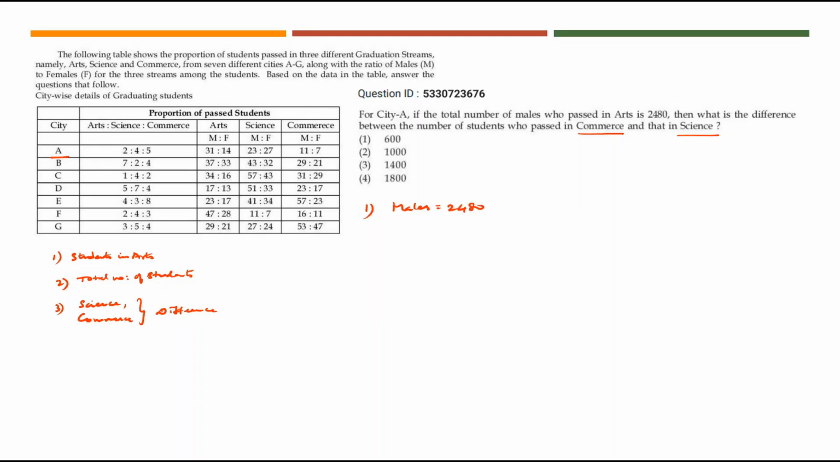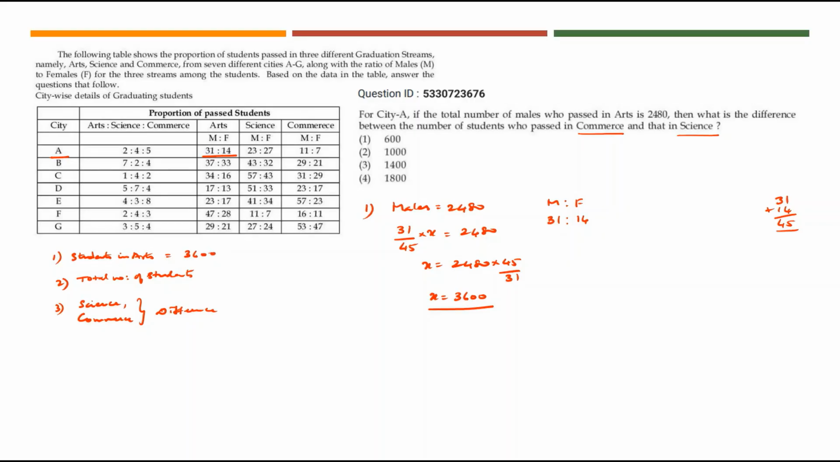So they have picked from the arts stream. The arts stream male to female ratio is 31:14. So how much is 31 plus 14? We have 45. So from here we can take 31 by 45 into sum x is equal to 2480. So x is equal to 2480 into 45 by 31. This will give a value of x equal to 3600. This is the total number of students in the arts stream.